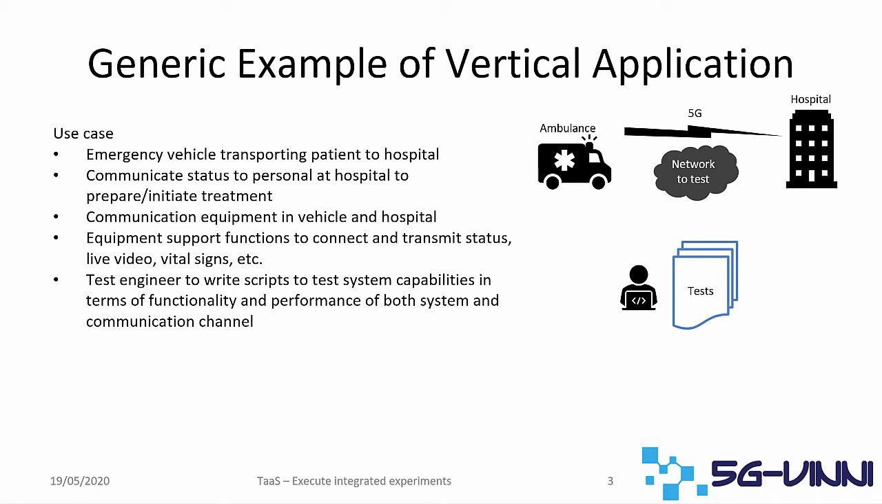In previous training sessions, we have used this example. We have a hospital and an ambulance. The ambulance needs to transmit live information to the hospital about the patient while in transit. This includes vital signs, live video, and other information. The test engineer wants to create a number of procedures to test the setup, where one aspect is the communication network used between the ambulance and the hospital.